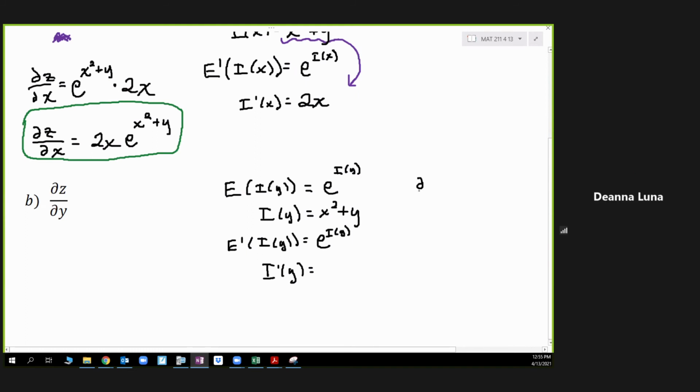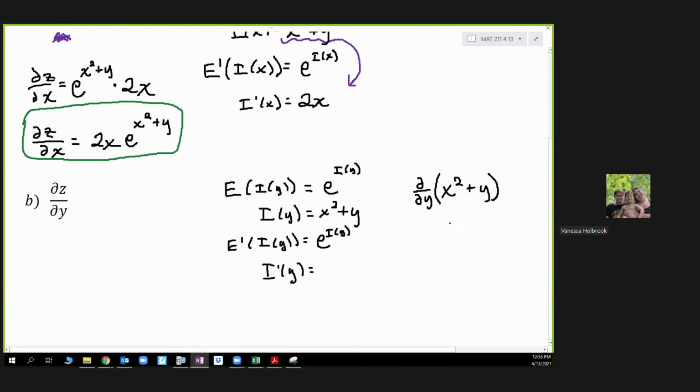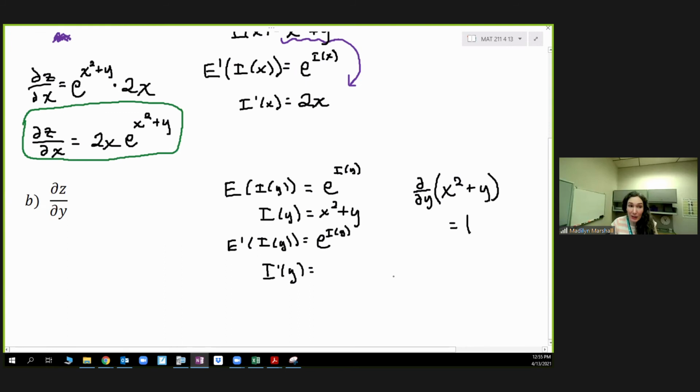It would be 1. 1, exactly. So if we're doing the partial derivative of x squared plus y with respect to y, that x squared goes away because it doesn't have a y on it. So that's just a constant. Oh, and it's not being multiplied. Gotcha. Right, exactly. If it was x squared times y, we would have an x squared, but it's not. So it's just a 1.